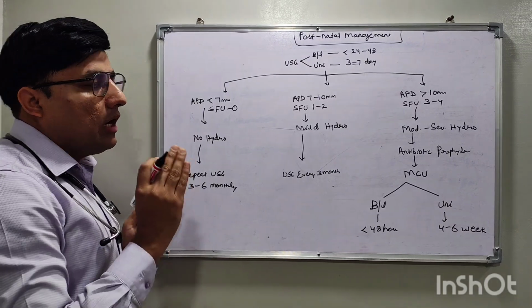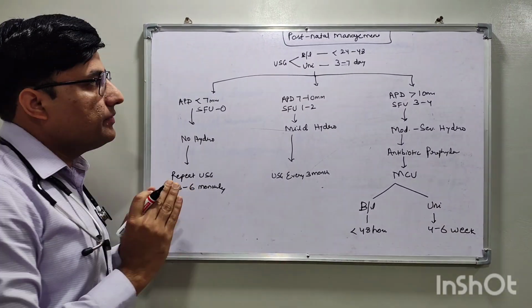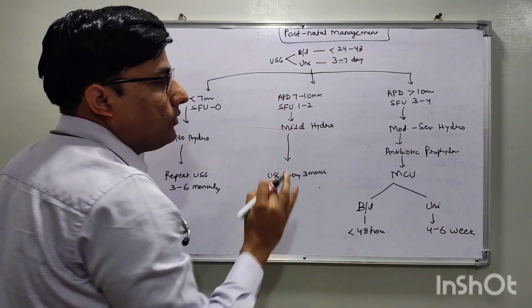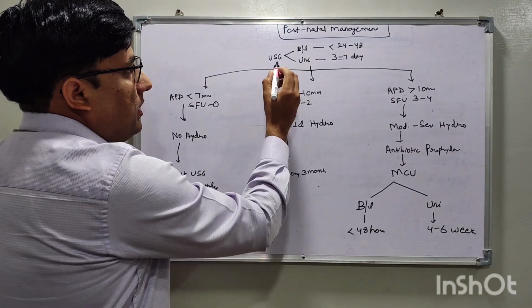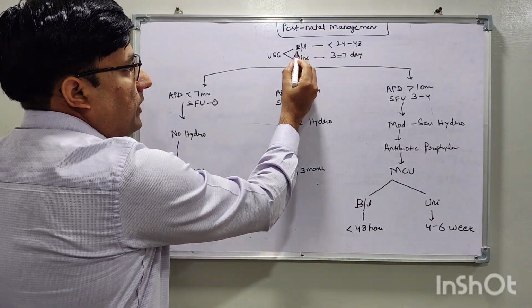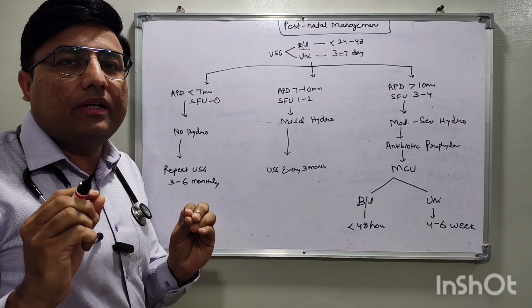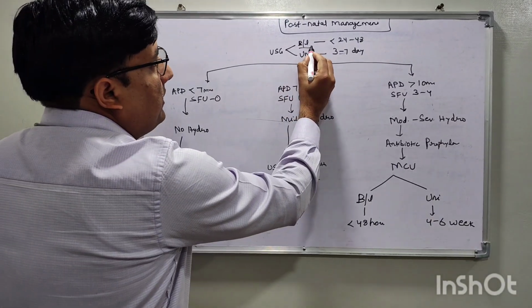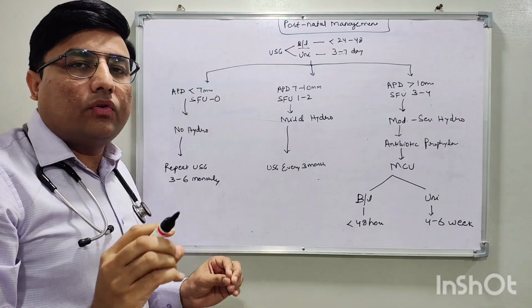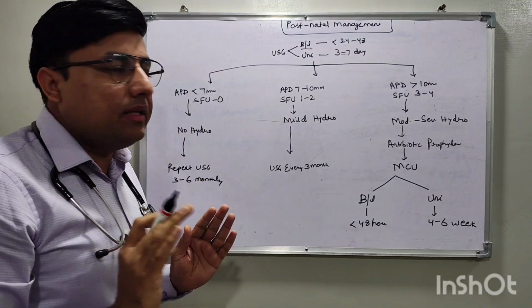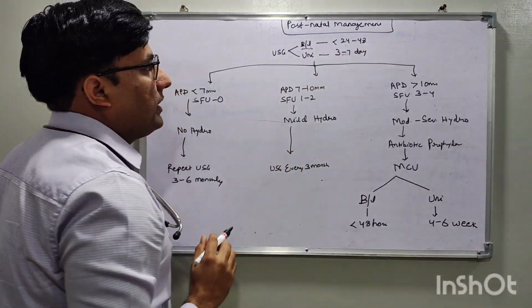Now coming to how to manage these babies postnatally. After birth, we have to do USG of these babies. When to do USG? If hydronephrosis is bilateral or we are suspecting lower urinary tract obstruction, LUTO, then we have to do USG within 24 to 48 hours. We cannot delay in these cases. We have to do it within 48 hours.